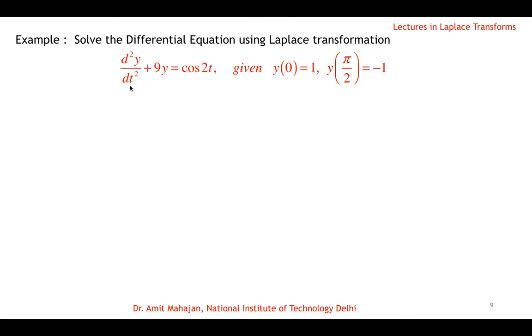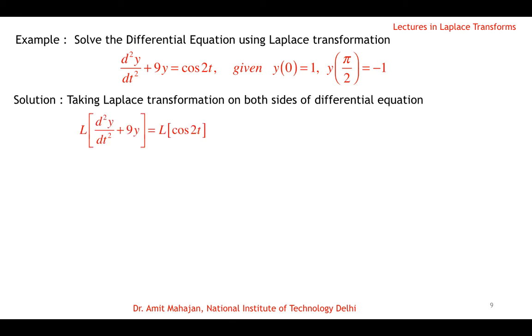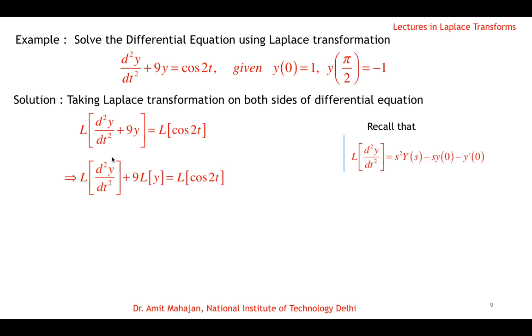So the first step is to take the Laplace transform on both sides of this differential equation. So Laplace of the left hand side equals Laplace of cos 2t. Use linearity on the left hand side, and then use the second derivative Laplace property. So we get this result. Laplace of the second derivative is s square Y(s) minus s y(0) minus y dash 0, plus 9 times Laplace of y, which is Y(s), and Laplace of cos 2t is s over s square plus 4.